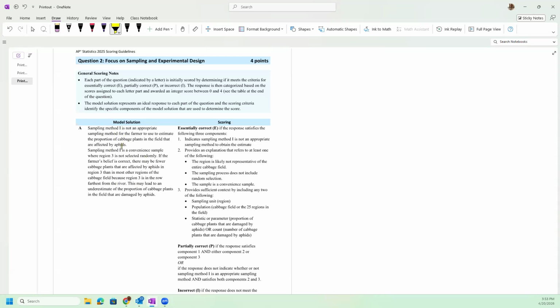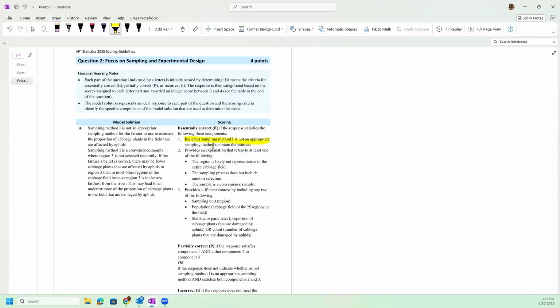They're saying it's not appropriate because it's a convenient sample. It's not selected randomly. If the farmer's belief is correct, there may be fewer cabbage plants. This may lead to an underestimate. What I want you to look at is how we look at it from scoring.